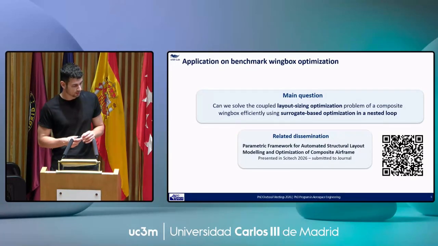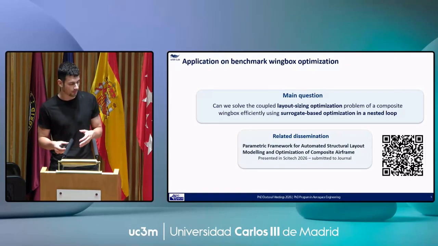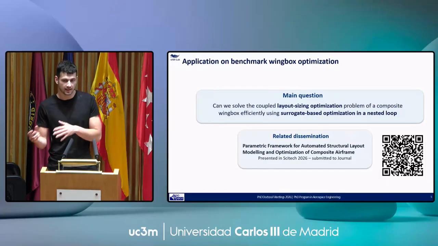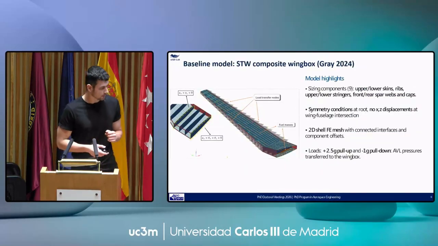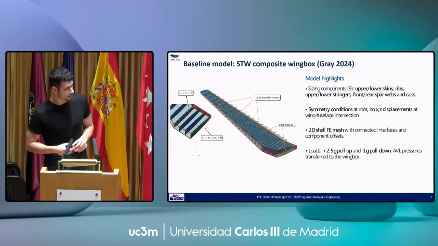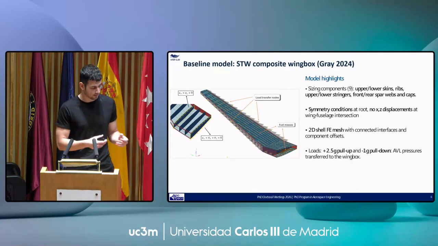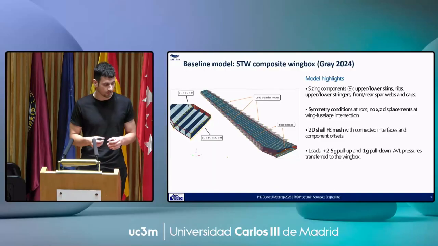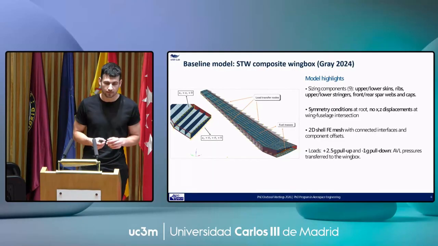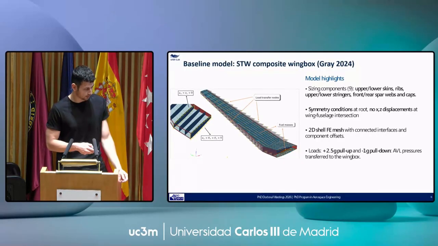So the main question here is, can we solve the coupled layout and sizing optimization problem using surrogate-based optimization in a nested loop? The model I will be using is the simple transonic wing developed by Gray in 2024. We have a total of 9 different components, and the model is generated automatically here as a 2D finite element mesh with the tool. And we have 2 load cases that we consider, a 2.5G pull up and a -1G pull down.